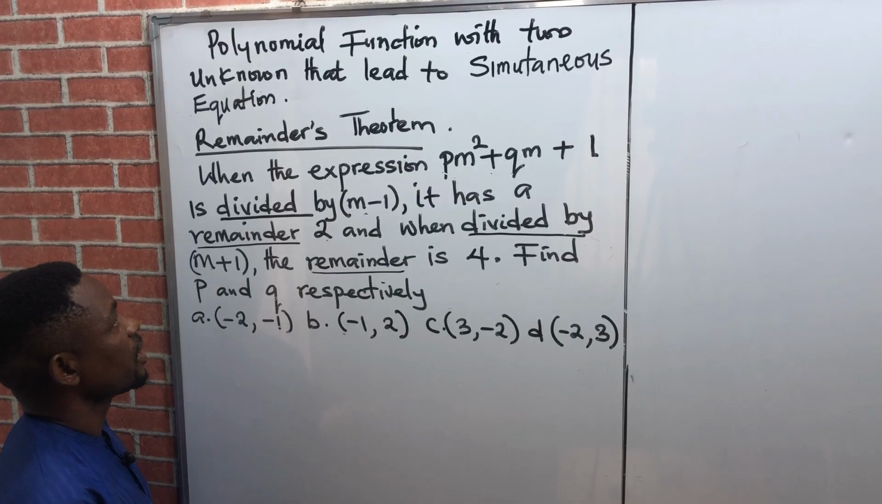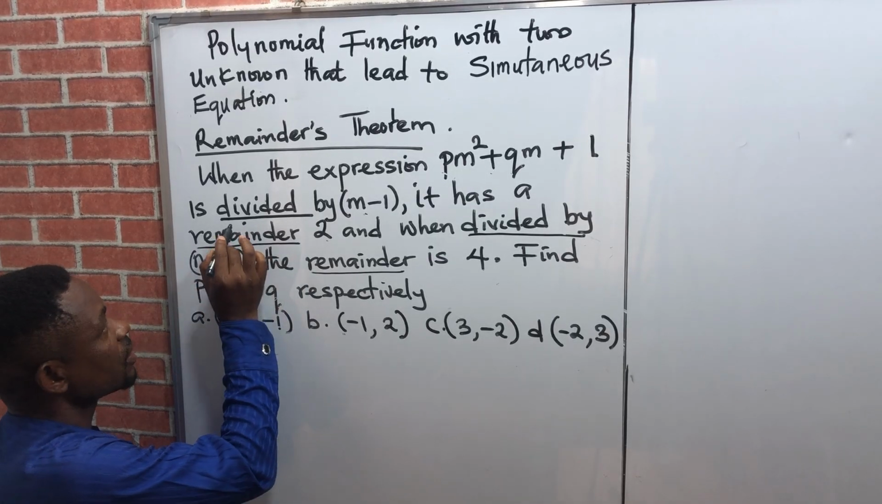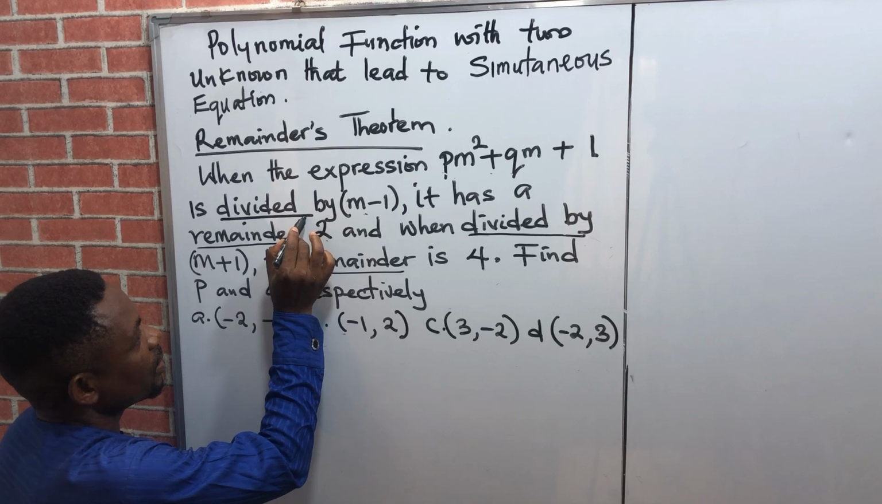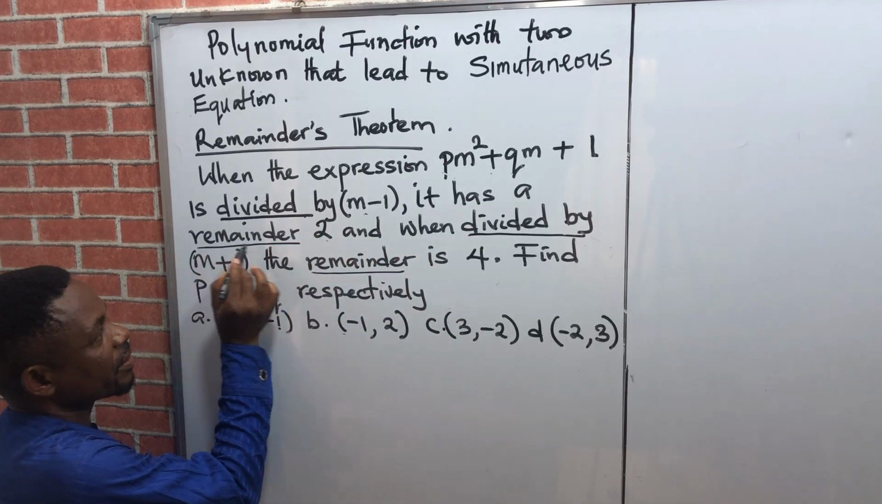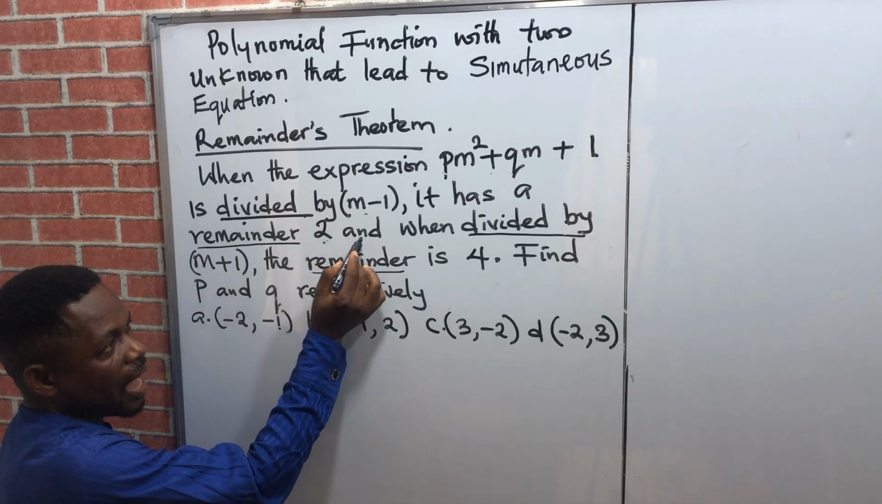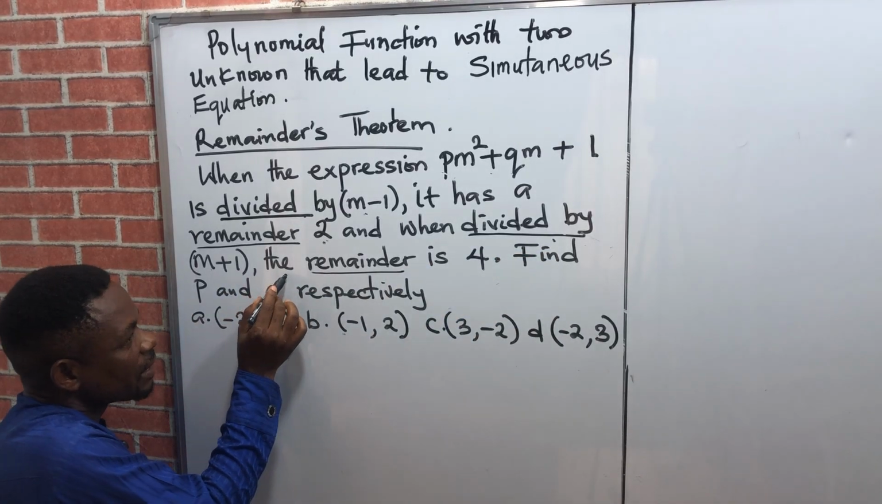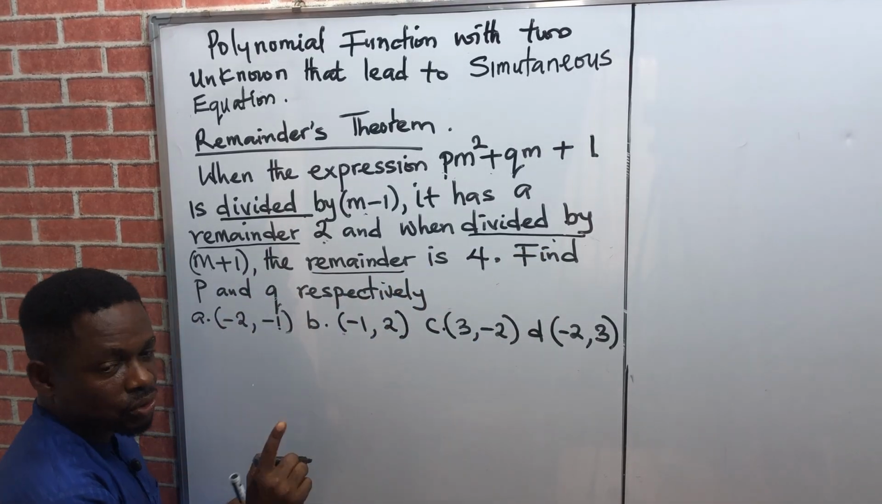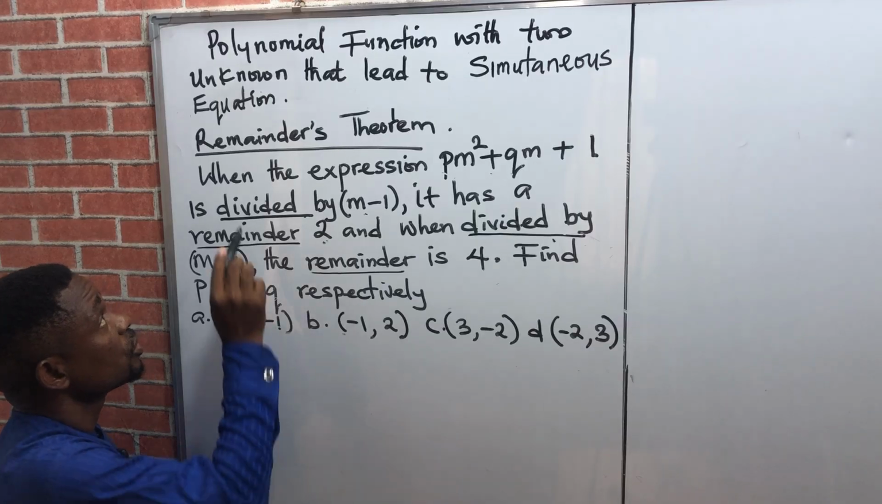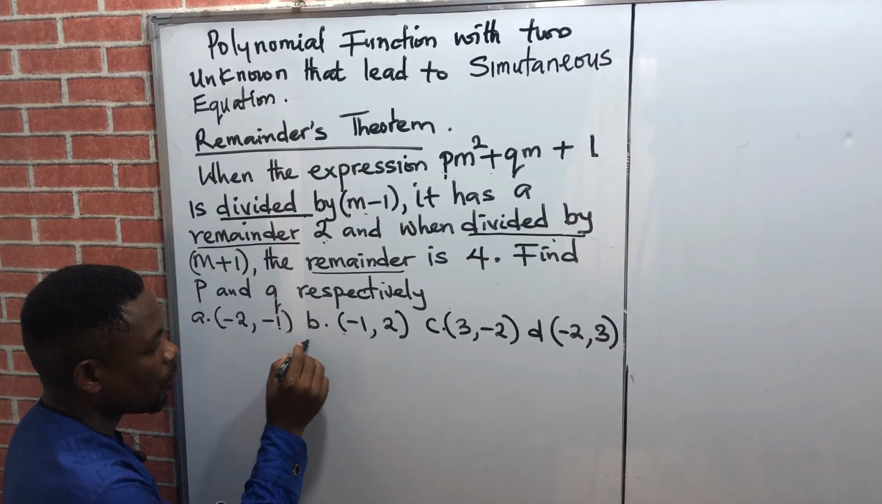The key words there are these ones that I have underlined. Now, look at this. Divided by, and it has a remainder 2. And the second one again, when divided by, you still underline it. Then the remainder is 4. These are the two key words when solving remainder theorem. Now, I want to start.